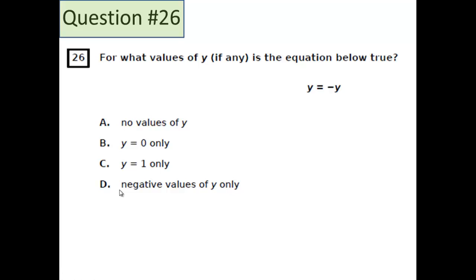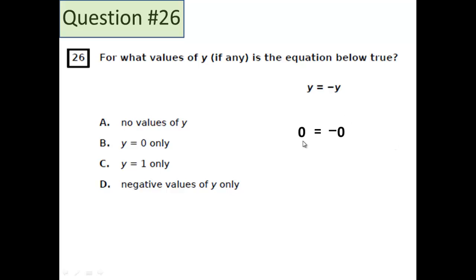More letters, freaking people out, these letters. For what values of y, if any, is the equation below true? And there's the equation, y equals -y. The answers are nothing, no values of y; equals 0; y equals 1; or negative values of y. Okay, let's rewrite this equation. I don't really know if the answer is nothing, so I'm going to try 0 first. So let me plug in 0 for y. Watch what I do. I pretty much erase the y's. Please watch the screen. Erase the y's, put in zeros.